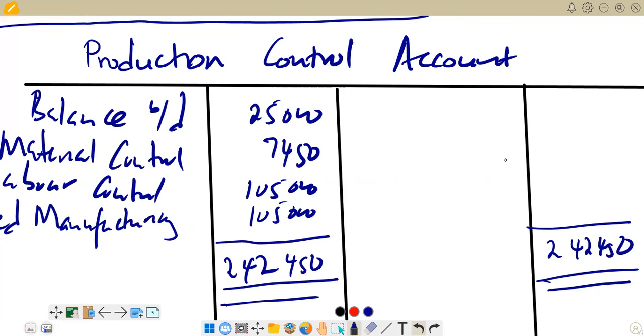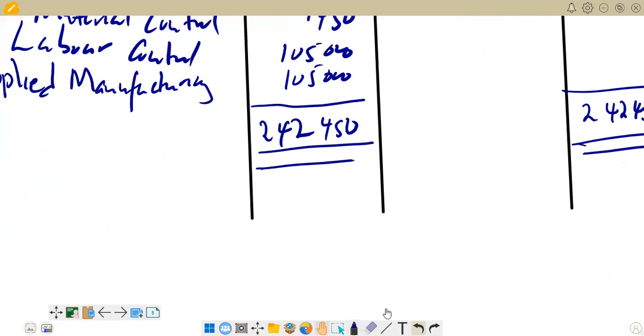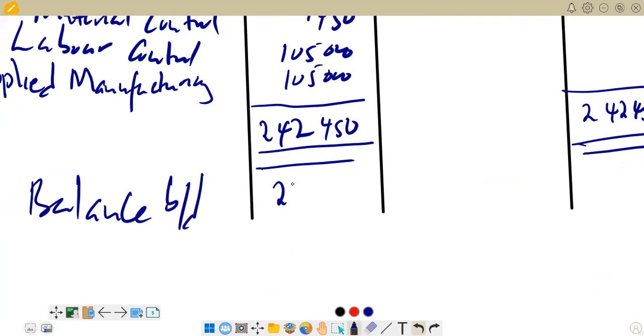Since we have nothing on the credit side, it means we are going to say minus 0. It remains 242,450. So it becomes our balance CD. So 242,450 is what we have there. So we can come here now. This is the same figure that is going to come there as our balance. How's our balance PT?